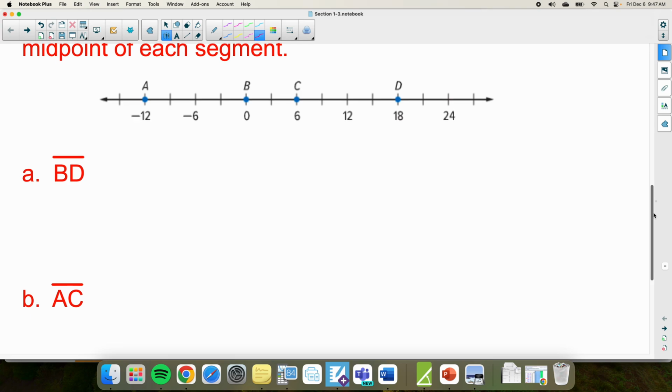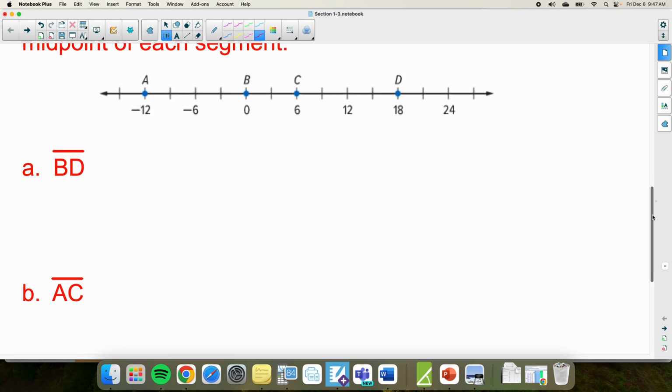So let's come down here, and the first thing they're asking us for is the midpoint between B and D. Now this one you guys can do just by looking. What would the middle point between 0 and 18 be? 9, right? 18 divided by 2 is 9. The halfway point would be 9. So if you have one like that you can just do in your head, certainly do that, okay?